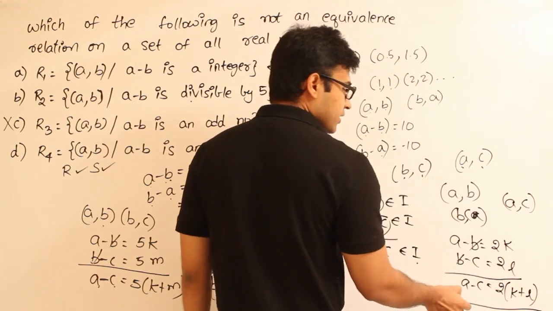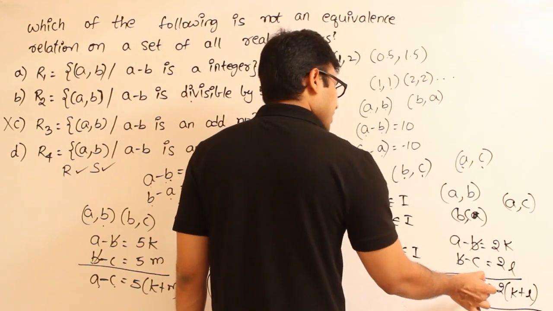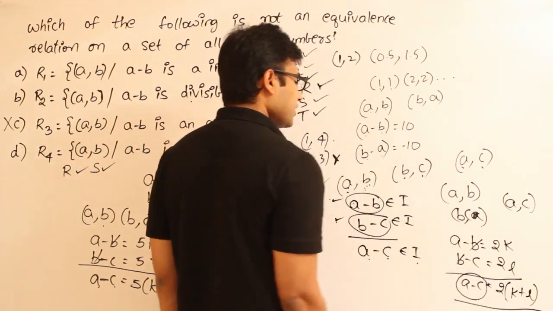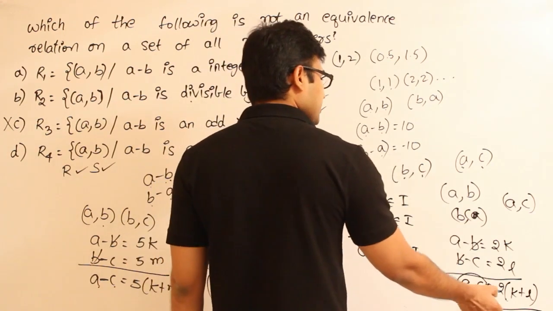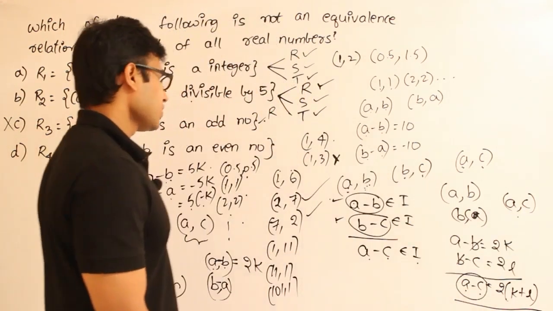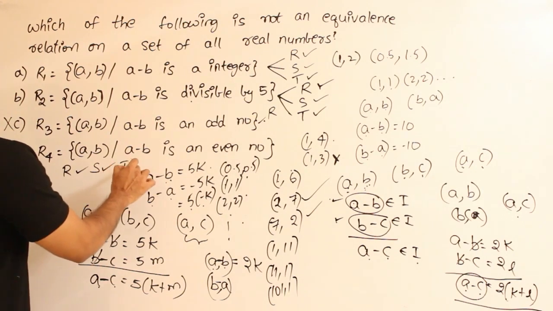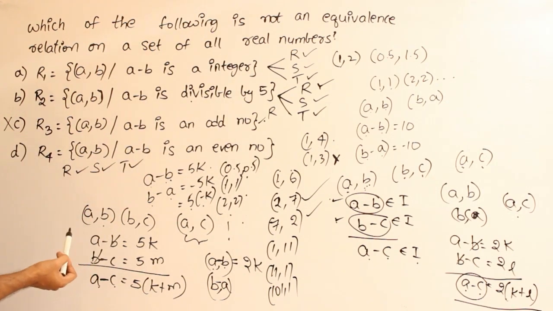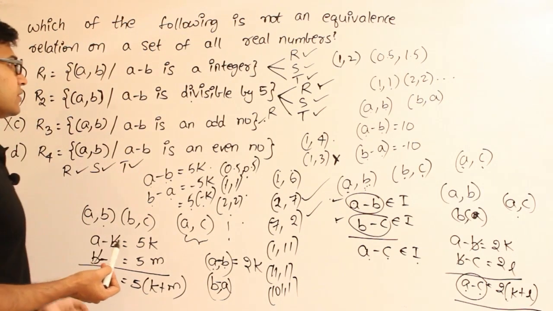Now what can we say? The difference a minus c is also an even number, and so a comma c will belong to the relation, and so we can say that it is transitive as well. So the only relation which failed to be transitive is R3. Okay.